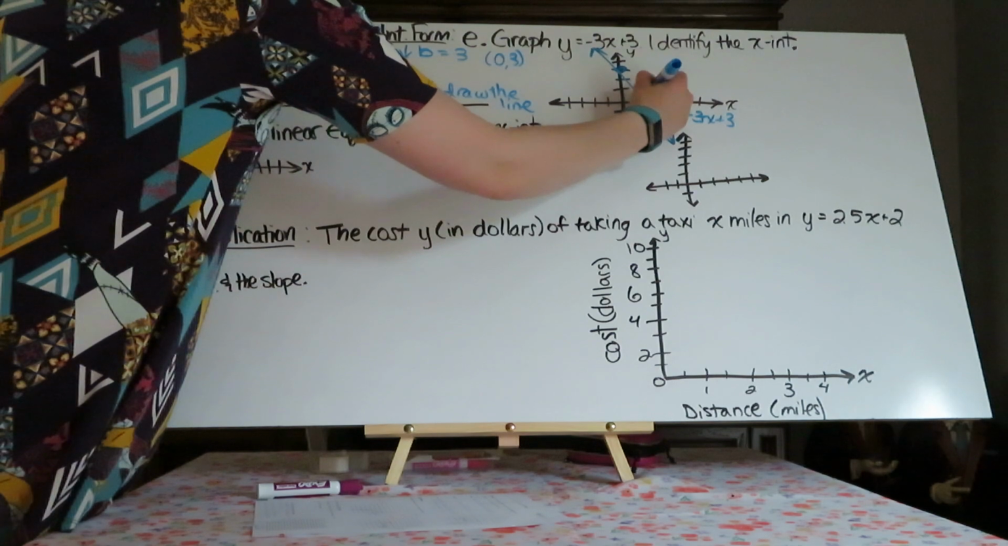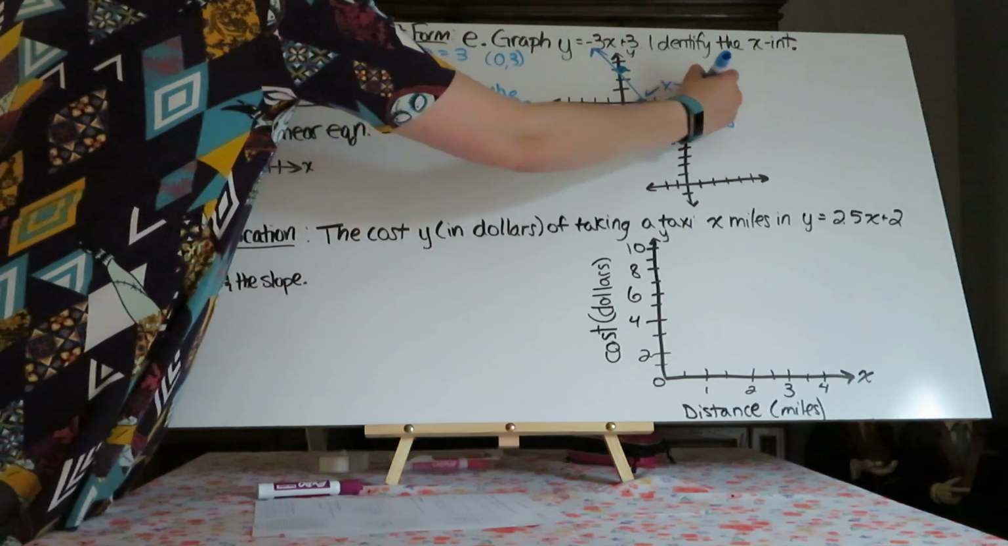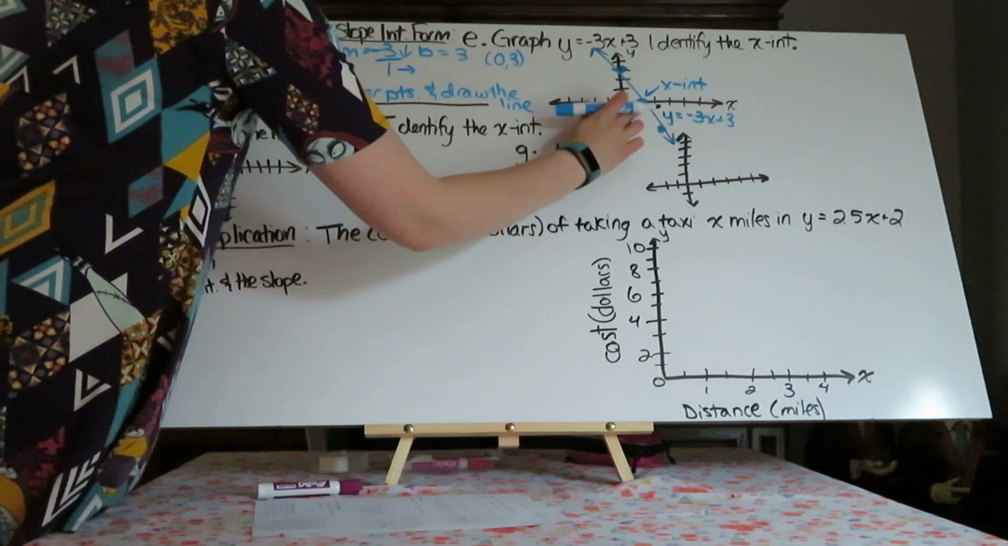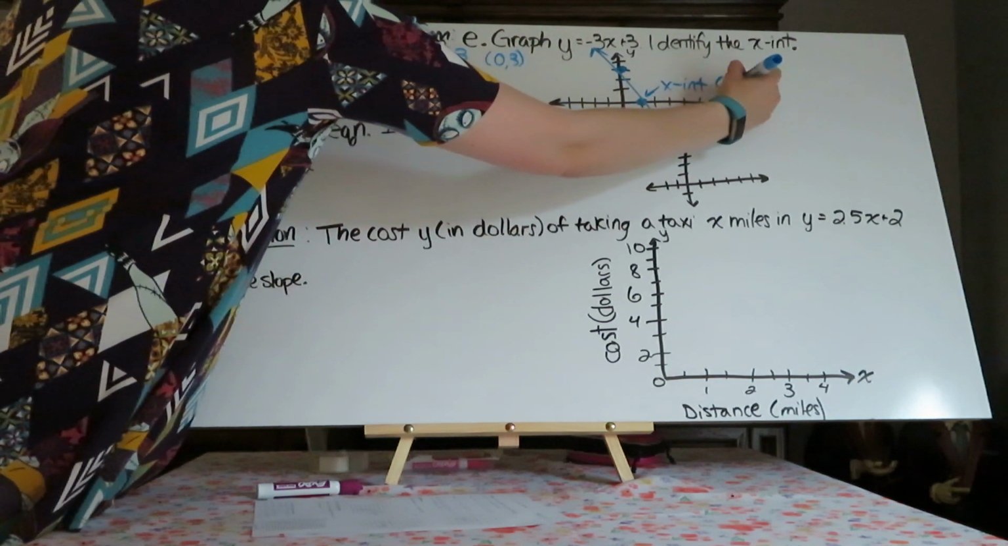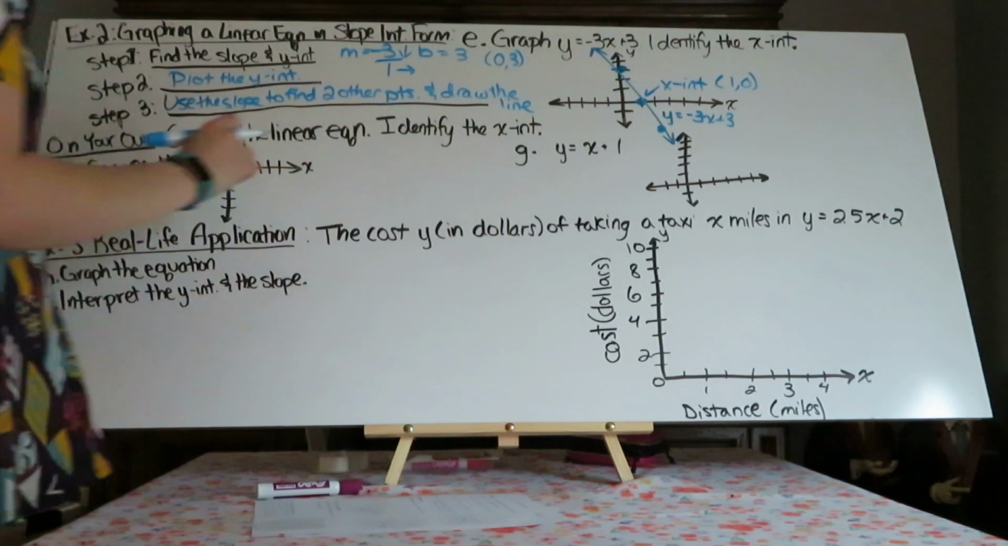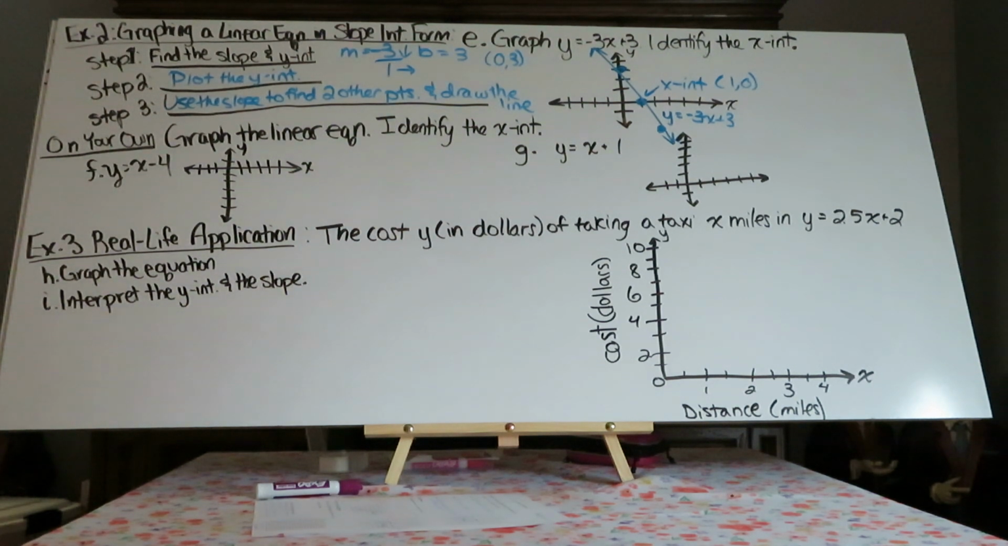So this is your x-intercept right there. It's where the line passes the x-axis, which in this case is going to be (1, 0). So that's your x-intercept. All right, feel free to pause, try F and G, then come back.